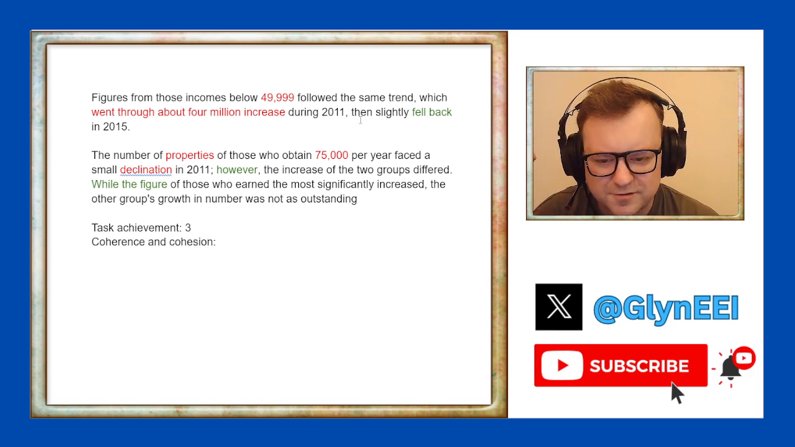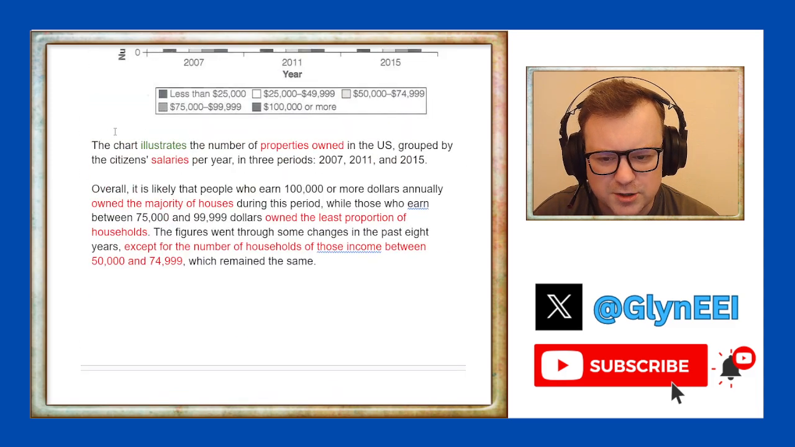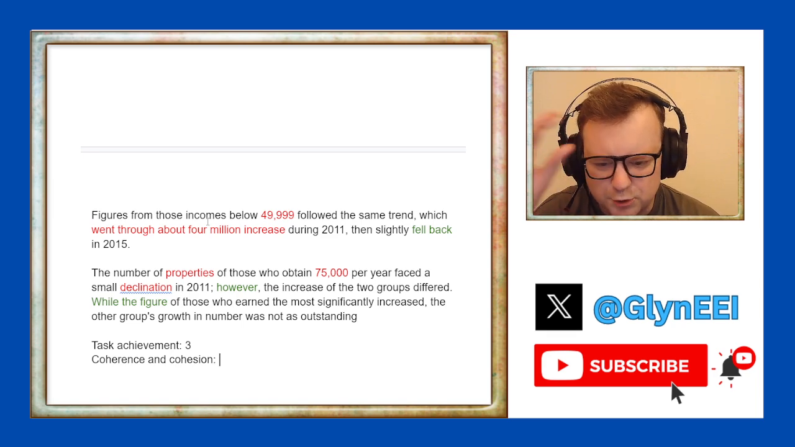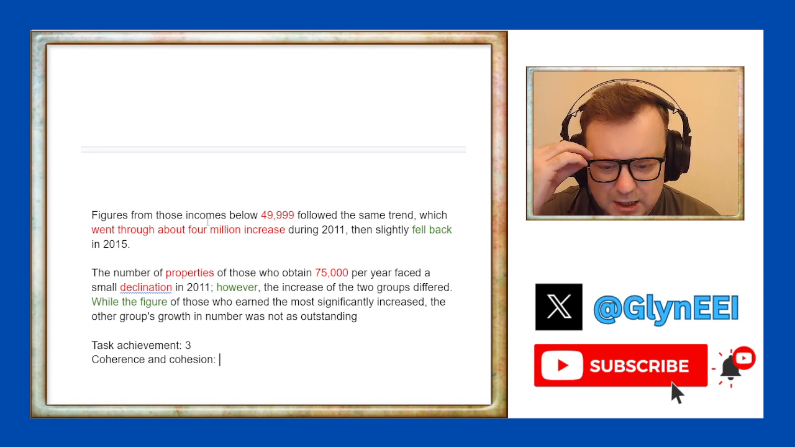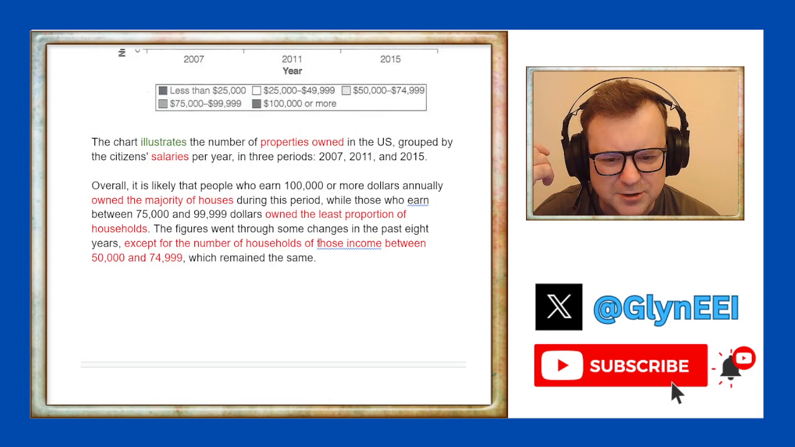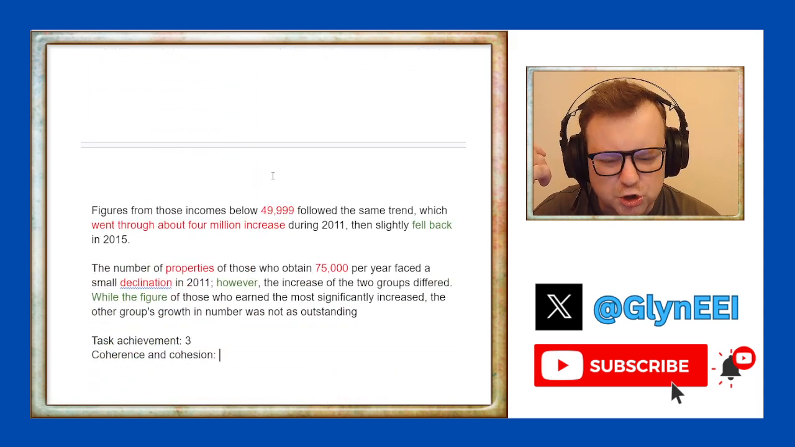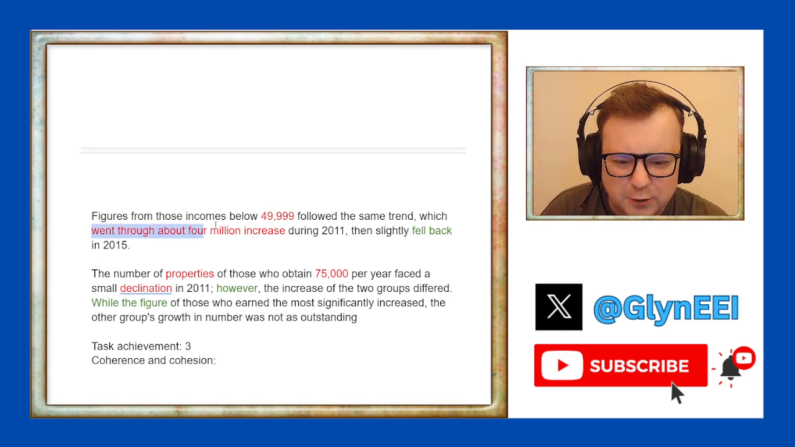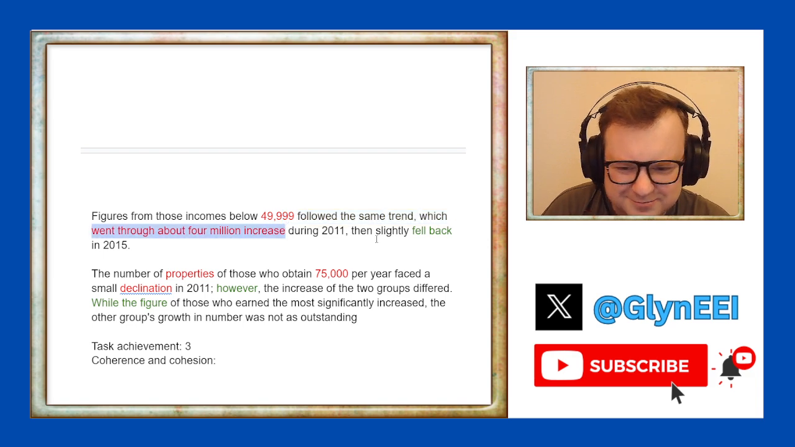Coherence and cohesion. So there are some cohesive features. There is a 4-paragraph structure. There's an attempt at what the chart shows, an attempt somehow of an overview, then the last 2 paragraphs going into some detail. So there is a logical progression between the paragraphs. Generally, it's okay to understand, but I had to do a lot of referring back to the chart to try to understand what the candidate was saying, especially with the 4 million increase. I don't like that in terms of coherence.